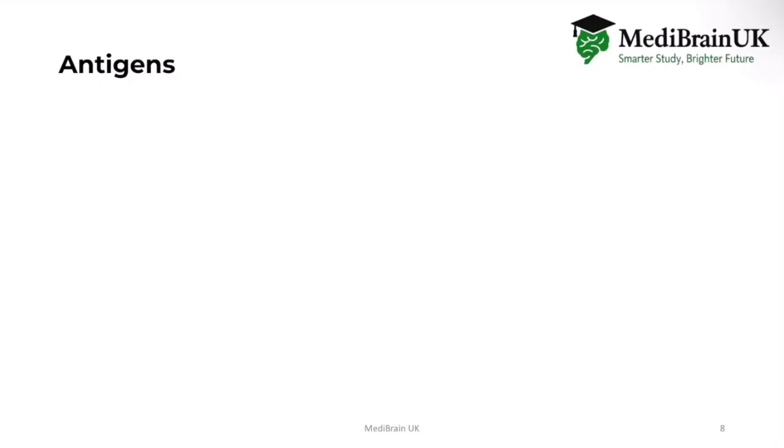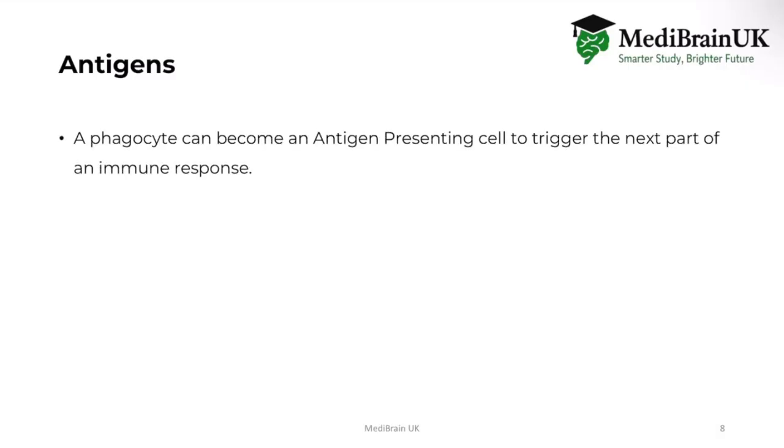Okay, because remember, some antigens are present on the outer surface of the pathogen. Once that pathogen has been broken down, the antigens are present within the phagocyte. So what can happen is that the phagocyte can become an antigen presenting cell to trigger the next part of the immune response. So remember, we need to create antibodies. We need to create memory cells. In order for that to happen, a phagocyte can become an antigen presenting cell. And an antigen presenting cell will present the antigens on the surface.